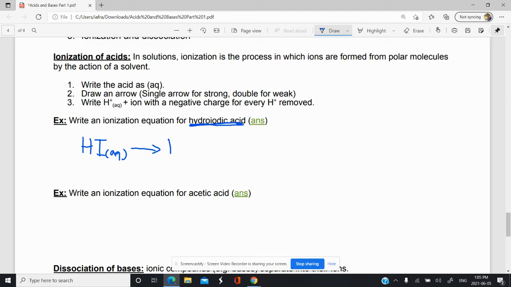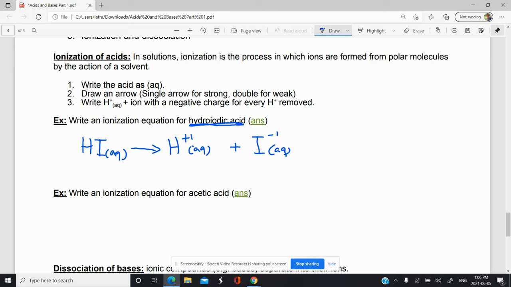You can write H plus, you can put AQ for that, plus then the ion that's left over with it is I minus AQ. Now in reality it's -1 and +1, and that's our ionization equation for the acid.